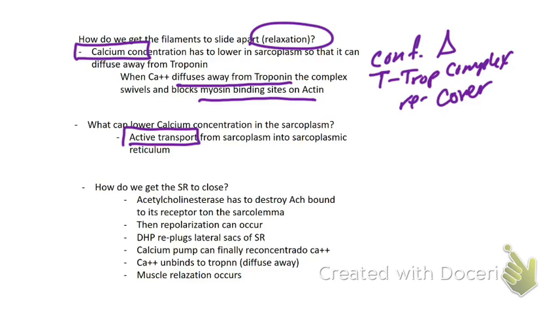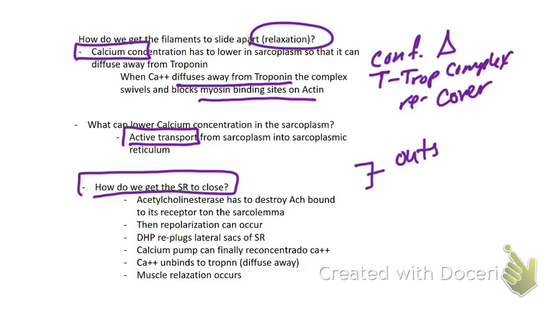In order for the pump to get the upper hand and to be able to reconcentrate and refill the SR, we have to replug the SR. So we need to get the SR to close. Remember, how do we get the SR to close? Something on the outside of the cell has to happen, because right now on the outside of the cell, we've been having acetylcholine bound. As long as acetylcholine is bound, the cell is going to be positive on the inside.